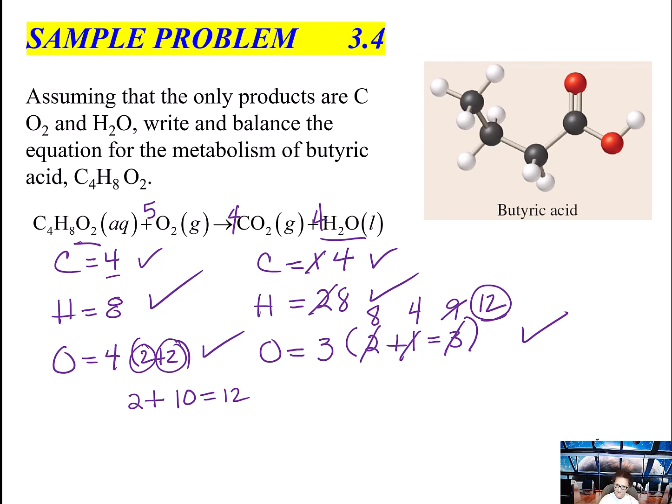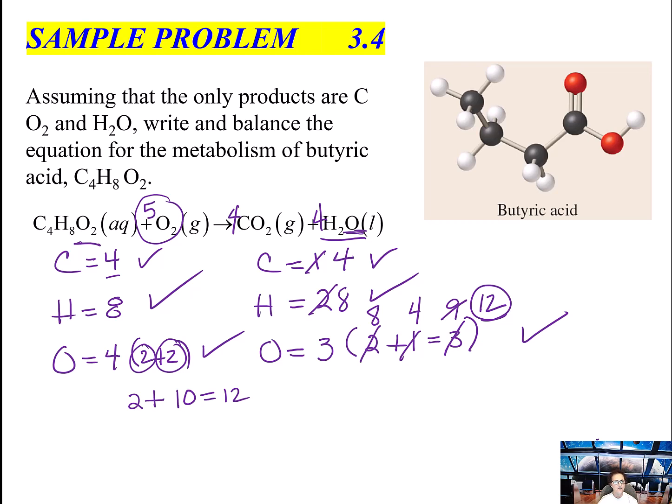So if you get this to an even number, a lot of times that'll happen. You just have to remember that you're only going to have to multiply this one by 5 because you already had 2 from the butane. I mean, sorry, not butane, but butyric acid. All right, makes sense? Cool beans.